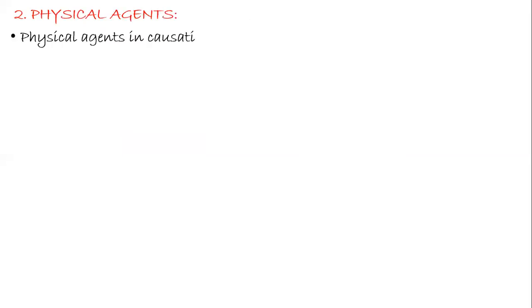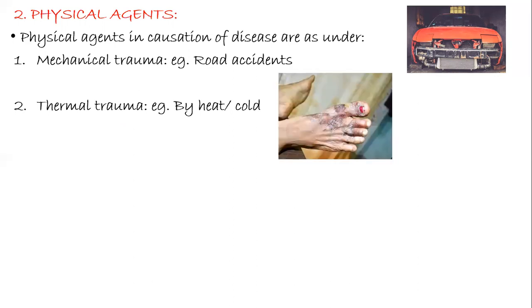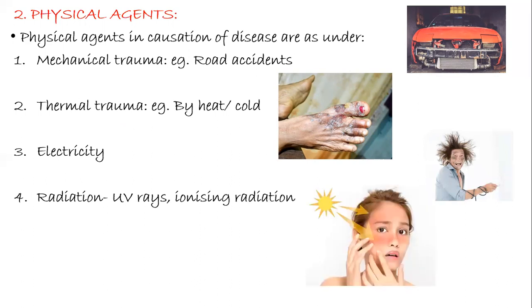Physical agents in causation of disease are as under. The first is mechanical trauma, which mostly includes road accidents or a small cut or a small injury during playing or during working. The second is thermal trauma, example by excessive heat or by excessive cold. Thirdly, it can occur due to electrical shocks. Fourthly, it can occur due to radiations, mostly involving UV rays, ionizing radiations. And it can also occur due to rapid changes in the atmospheric pressure.